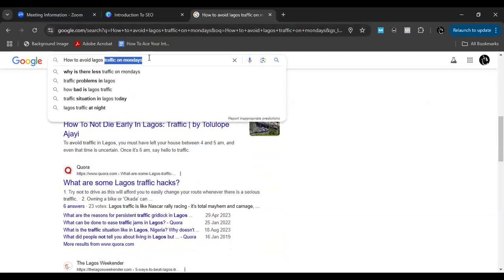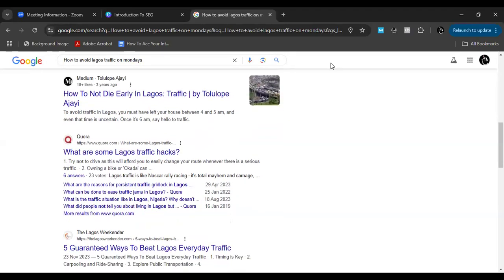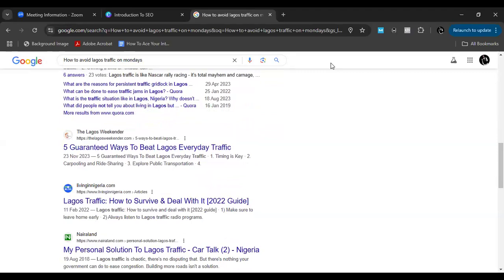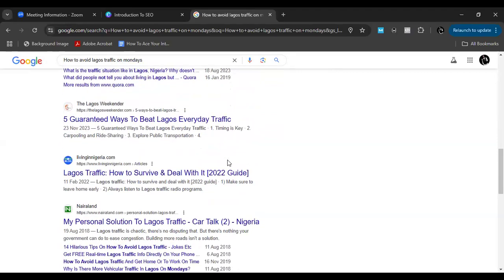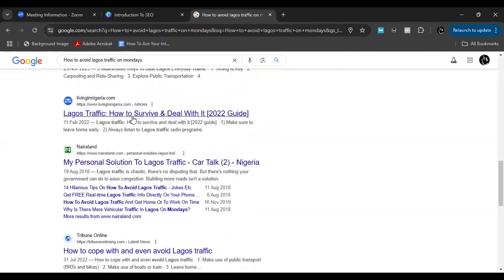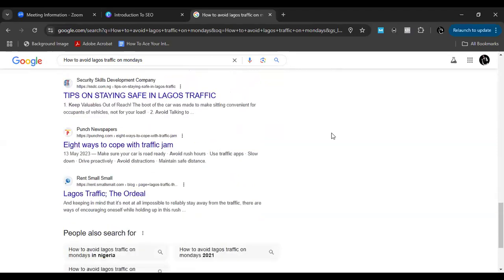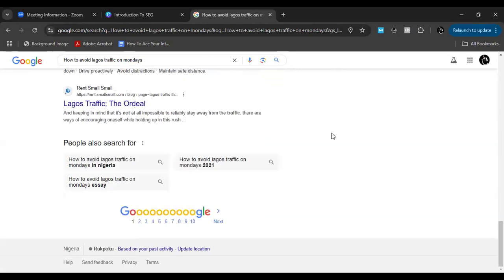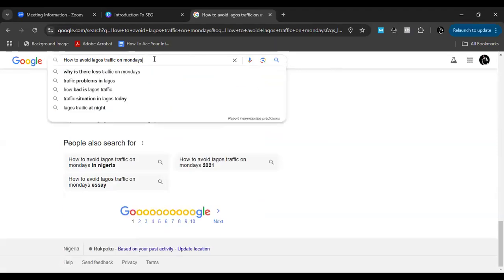And my particular interest here is not only how to avoid Lagos traffic, but particularly on Monday. I hope you guys are taking note. My emphasis is on a Monday. I want to know how I can avoid Lagos traffic on a Monday. This one says 5 guaranteed ways to beat Lagos traffic every day. This one says Lagos traffic, how to survive and deal with it. So as you can see, nobody has treated this my query.